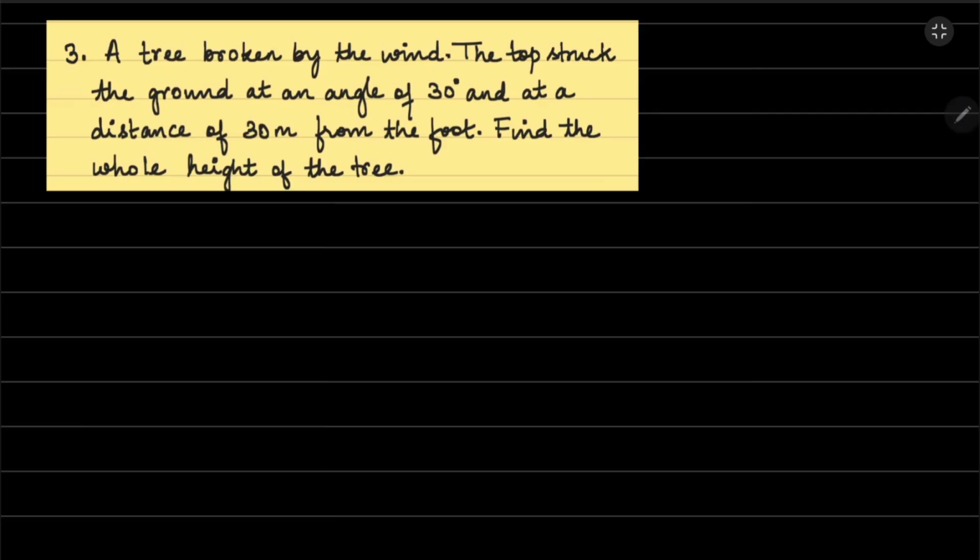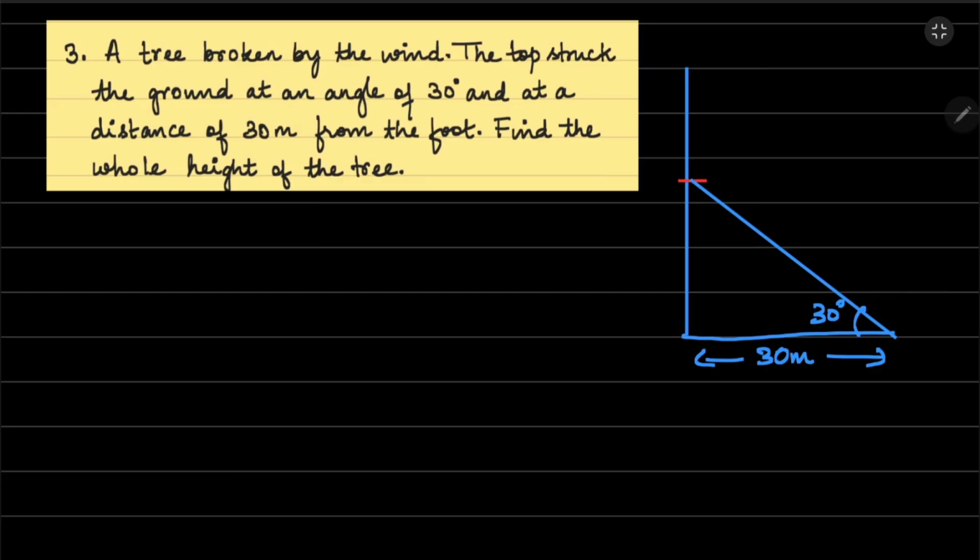So again, similarly, let's draw a tree. So this is your tree, and it is broken by the wind. The top of the tree struck the ground at an angle of 30 degrees. The same way, it's a similar question, similar diagram. The top of the tree struck the ground at what angle? 30 degrees. And at a distance of 30 meters from the foot. Find the whole height of the tree.